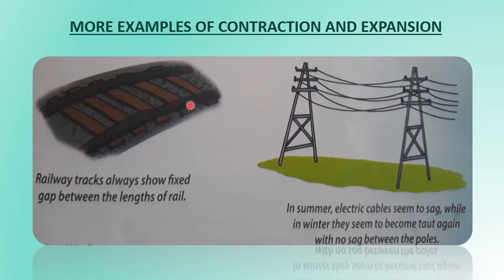The second example is electrical cables. In summer, electrical cables seem to sag or make loops due to expansion, while in winter they seem to become tight again with no sag between the poles due to contraction.